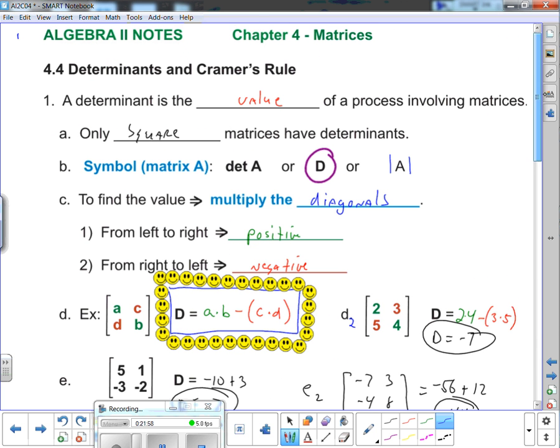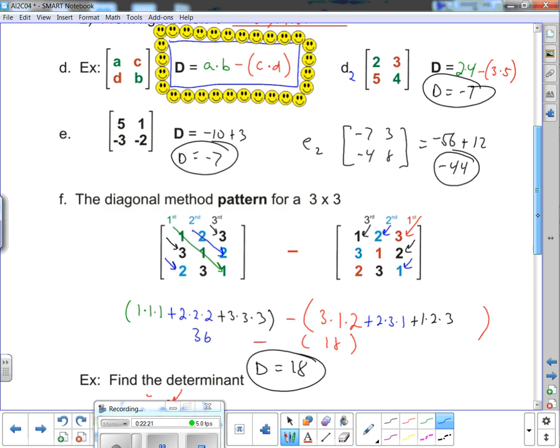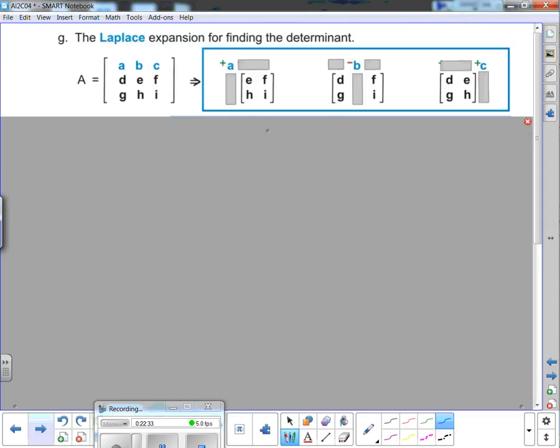Okay, so what do we say so far? Determinant is simply a value of a process involving matrices. Remember, it's a means to an end. Only square matrices have determinants. 2x2s, not so hard. Going the left to right, you got the positive value. Going right to left, you got the negative value. Pretty simplistic. Get to a 3x3, and now you got this diagonal method. So a 4x4 would be kind of arduous, right? Get this big, humongous thing if it's a 4x4. All right, let's go a little bit further.